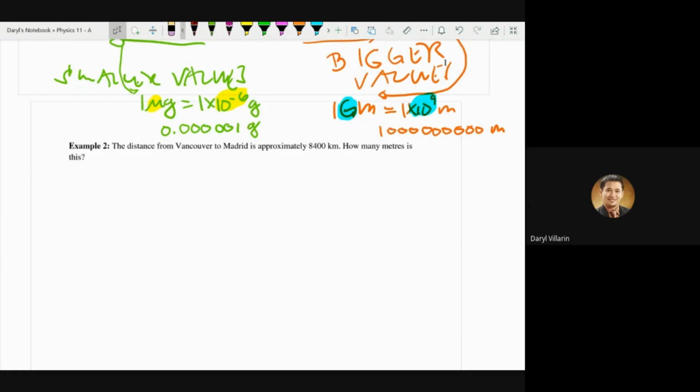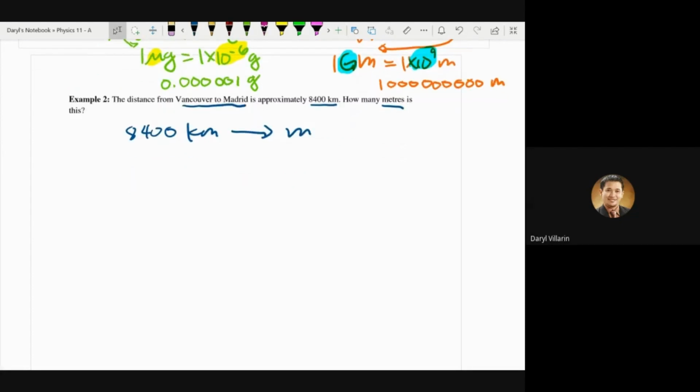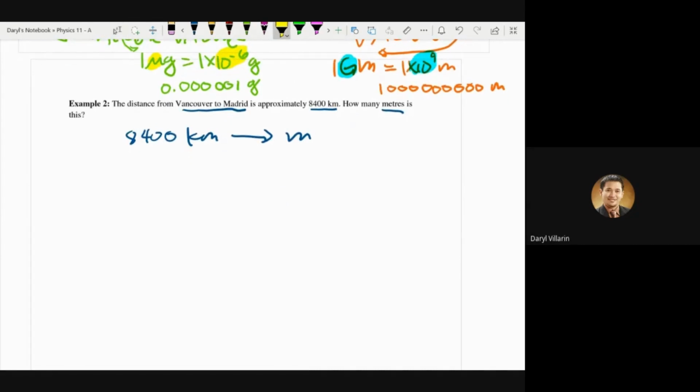Okay, so let's answer this one together. The distance between Vancouver and Madrid is approximately 8,400 kilometers. How many meters is this? So we want to express our unit from kilometer to meter. We want 8,400 kilometers in meters. Using the prefixes, is it not that kilo means 10 to the power of 3?